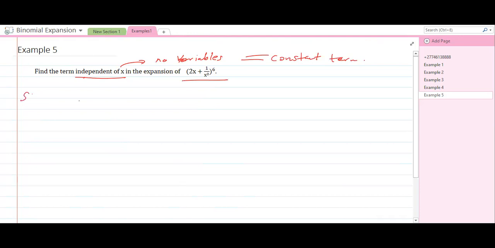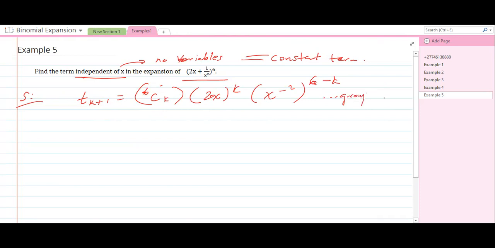So we start off with the term formula T(k plus 1). You can use k now. So what we can say is 6 choose k, 2x to the power k, times x to the power minus 2, which is 1 over x squared, to the power 6 minus k. Now, grouping all the coefficients and variables, what's the next step? We group coefficients and group variables. You can go back to example 3 and see what we have done here.